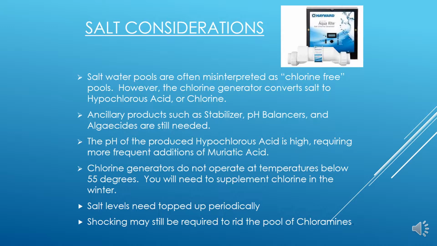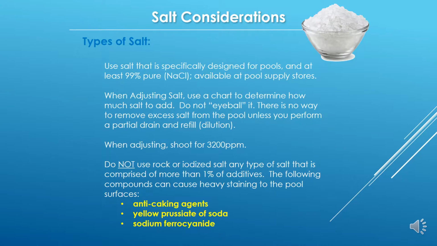Chlorine generators do not operate at temperatures below 55 degrees. You will need to supplement chlorine in the wintertime. Salt levels need to be topped up periodically, and shocking may still be required to rid the pool of chloramines. Use salt that is specifically designed for swimming pools, at least 99% pure.